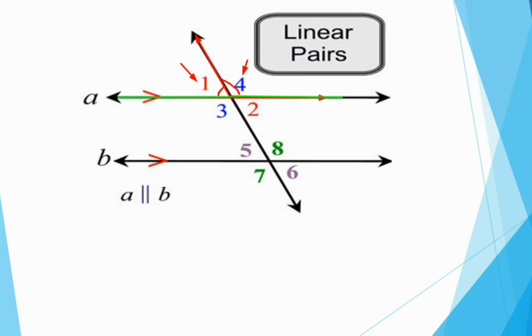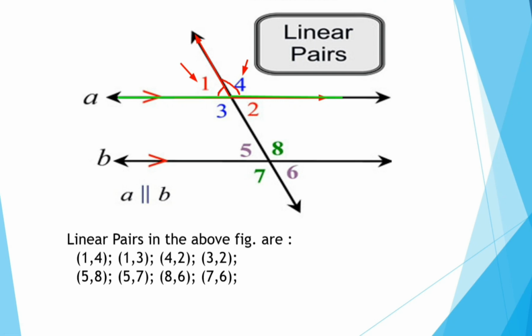Same way, there are more linear pairs. Can you identify them? Try to identify. I give you a few seconds to identify, and then I will tell you which ones are the linear pairs. So let us see whether you identified them well. You can check your solution from here. Let us see which ones are forming linear pairs here.